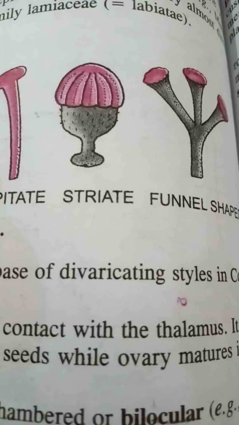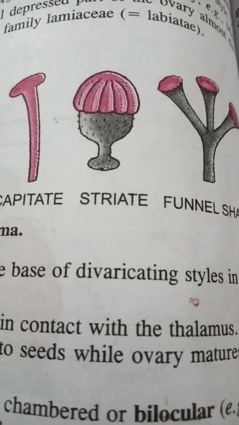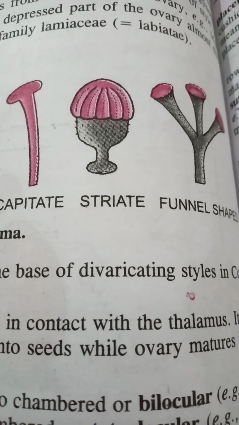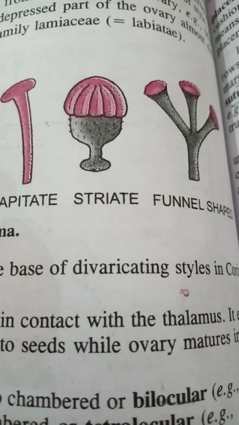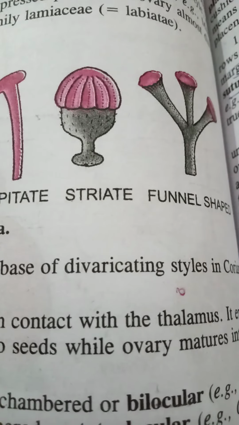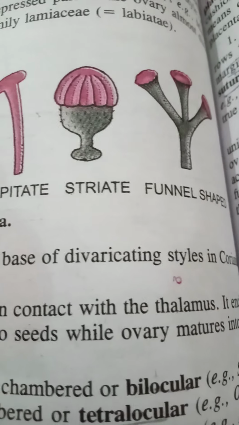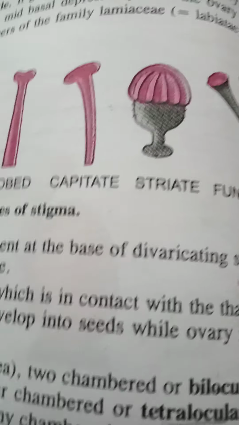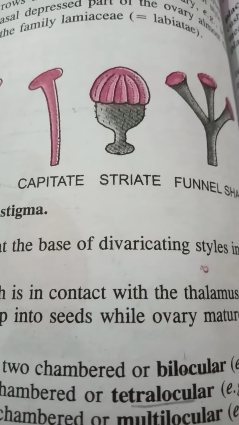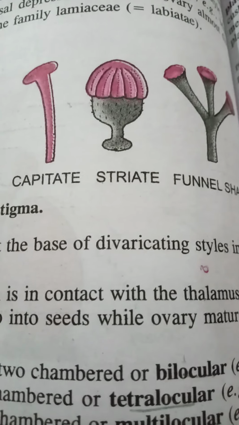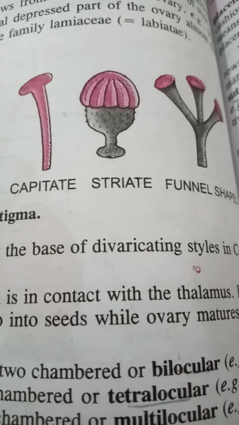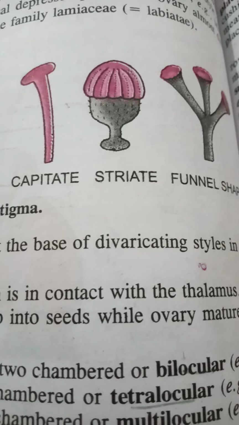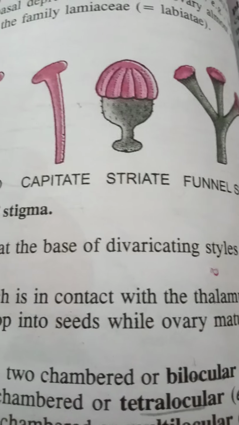Based on the number of carpels also, we can divide them into different groups. Like if one carpel, monocarpellary; if two, bicarpellary; then tetracarpellary, pentacarpellary, polycarpellary, etc. Again, the carpels may be fused or free. If they are free without fusing with one another, we call this condition apocarpous. And if they remain fused together, we call it syncarpous.